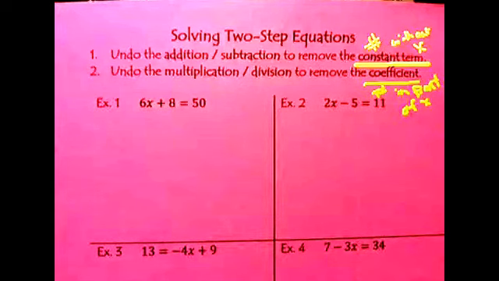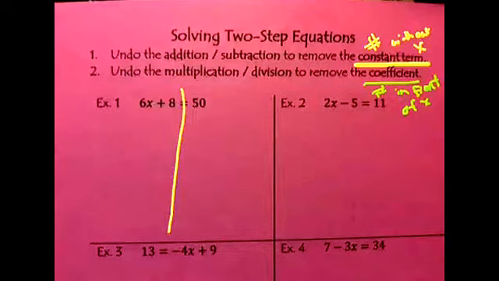Okay, so if we're looking at example 1, we have 6x plus 8 equals 50. I'm going to make a division of my workspace by putting a vertical line through my equal sign. That way I can remember what's on the left side of the equation, what's on the right side of the equation, and I can make sure that I'm keeping my equation balanced. So on the left side, I have my variable. What's happening to the variable? There's a 6 in front of it, which is the coefficient, and then there's an 8 being added to it.